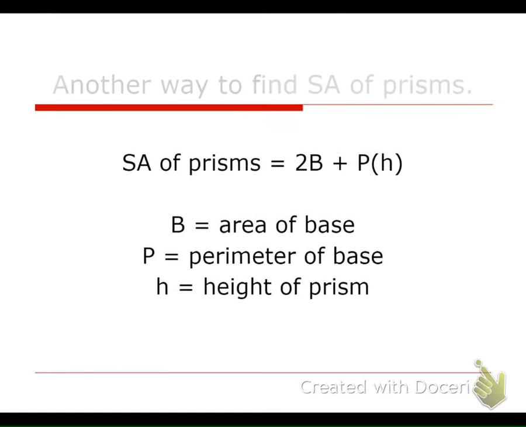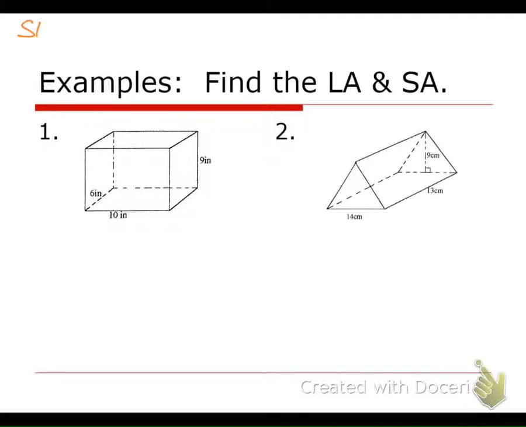And then over here, you now have the surface area of a prism. So that's 2B plus P times h, where B is the area of your base, P is the perimeter of your base, and h is the height of your prism. So for surface area, what is our formula?